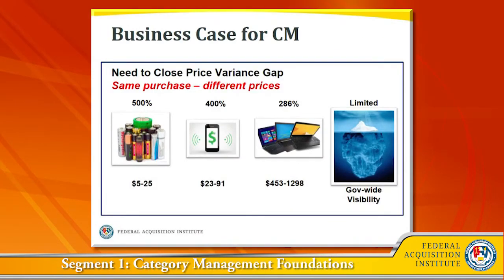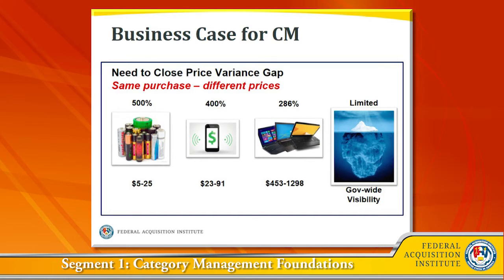Price variance studies have unearthed similarly shocking examples, John, like agencies paying between $5 and $25 for the exact same pack of batteries, $453 and $1,298 for the exact same laptop, and between $23 and $91 for the same 400-minute mobile plan. Clearly, this isn't efficient.